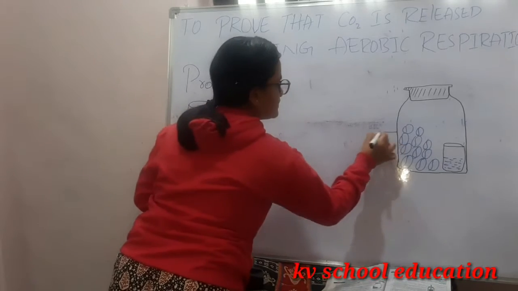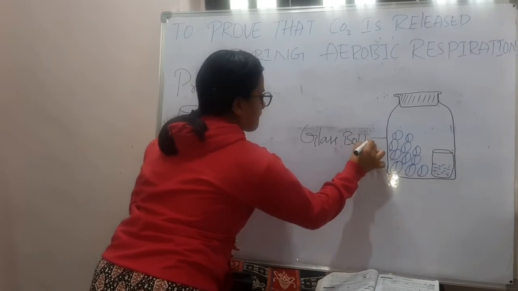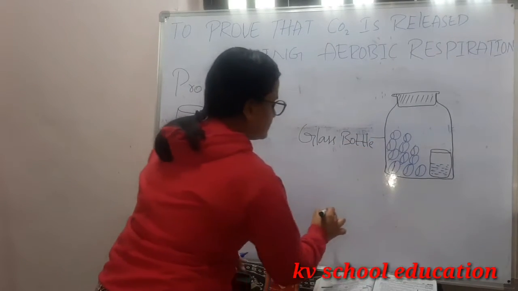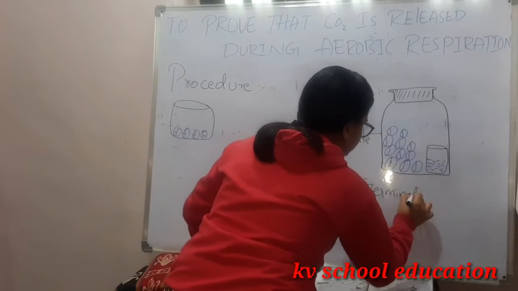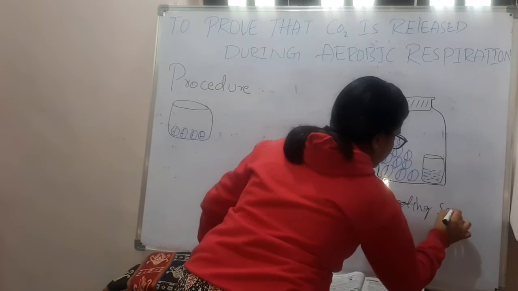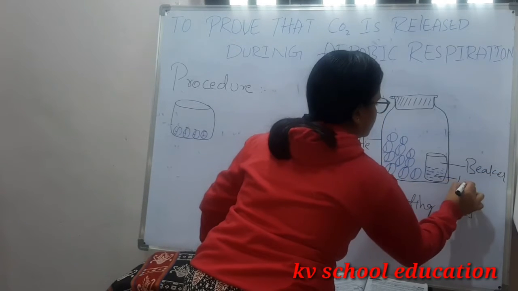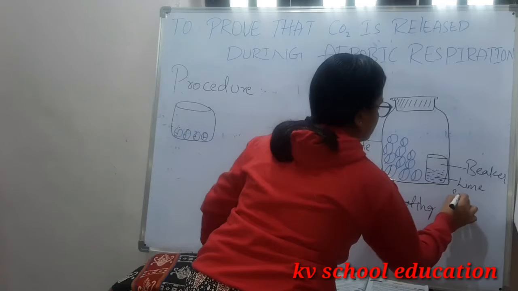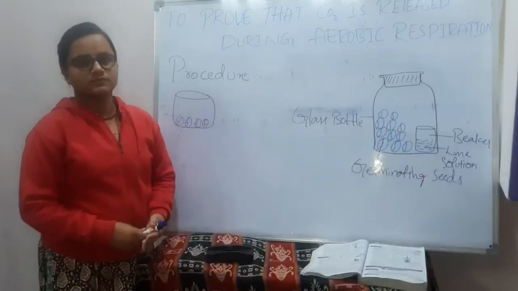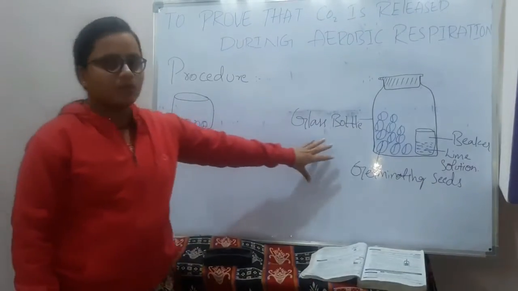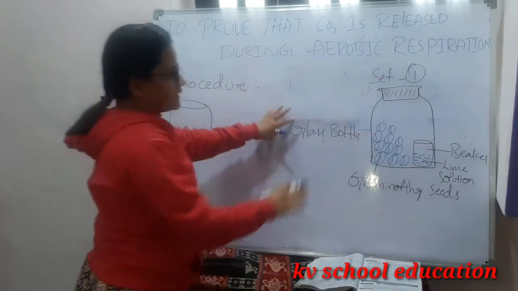So let me write this. This is a glass bottle. These are the germinating seeds, and this is a beaker with lime solution. So guys, this is set 1 of this activity.